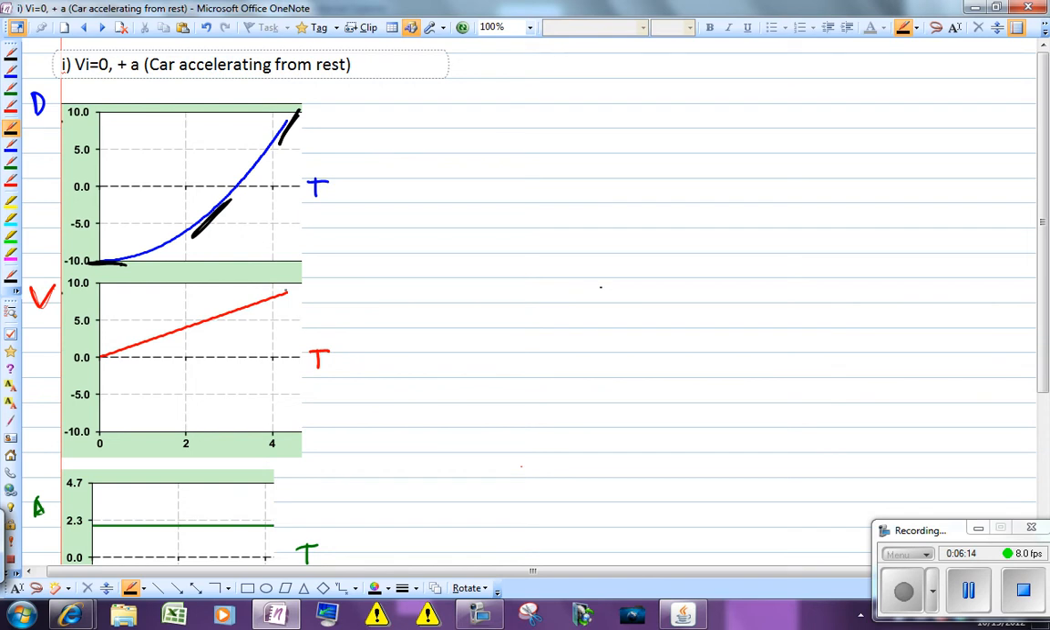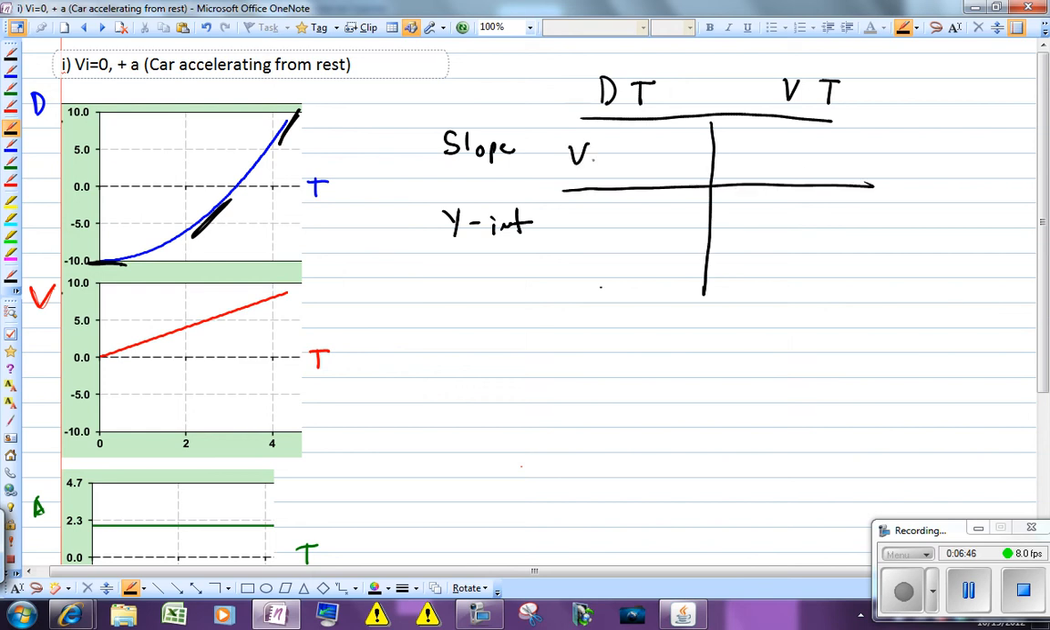Now, the way you get acceleration is you look at the vt graph and you find the slope. So if I was to make a little table here, there are things you can find out about graphs. One of them is a slope, and another is the y-intercept. And we're going to look at position time graphs, or dt. You might call them xt, and vt graphs. We saw in the last video that the meaning of the slope on a dt graph is the velocity, because velocity is change in position divided by time.